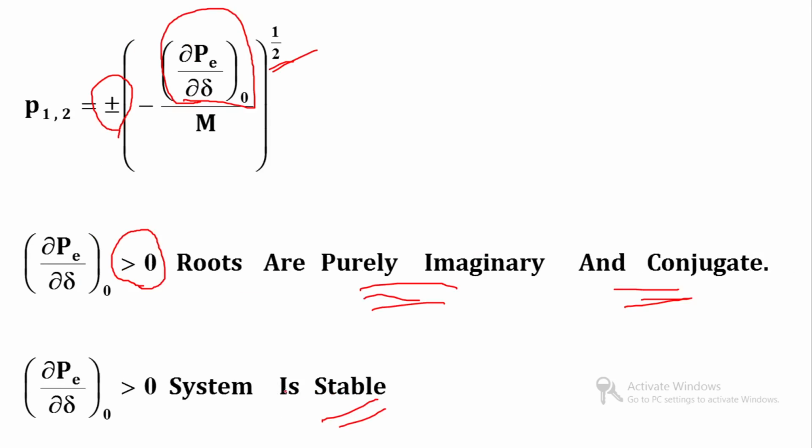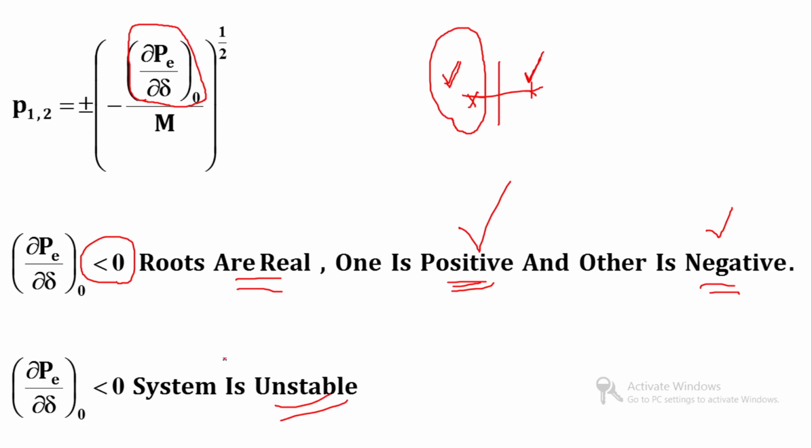Clear? If roots are imaginary and conjugate, the system is stable. If roots are real, but one root is on the right hand side, then the system is unstable. So if del pe by del delta is less than 0, the system is unstable.